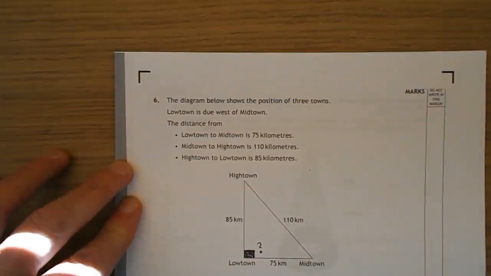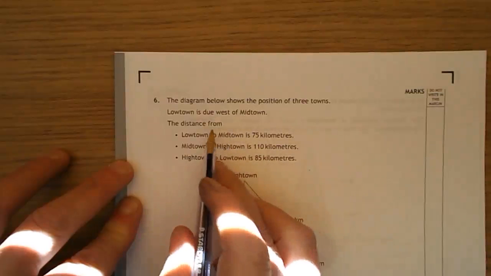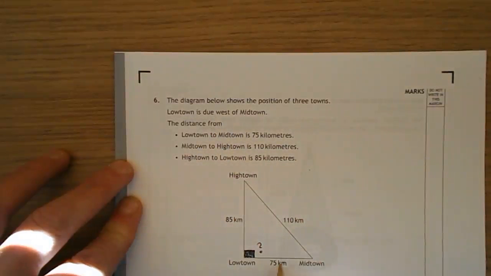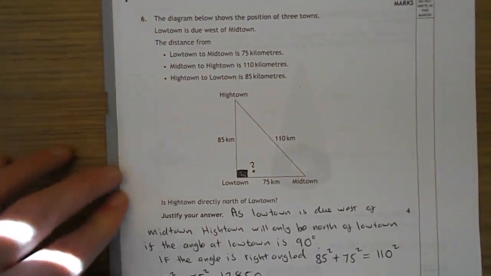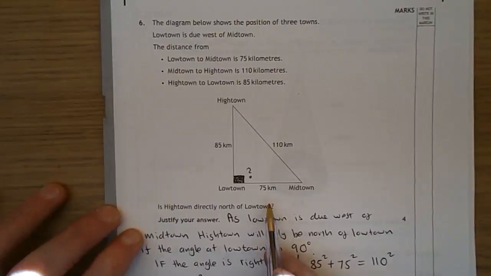Okay, continuing our paper 2, this is question 6. The diagram below shows the positions of 3 towns. Low Town is due west of Midtown, and the distances are the 75, 110 and the 85 that you can see in the diagram there. Is High Town directly north of Low Town?